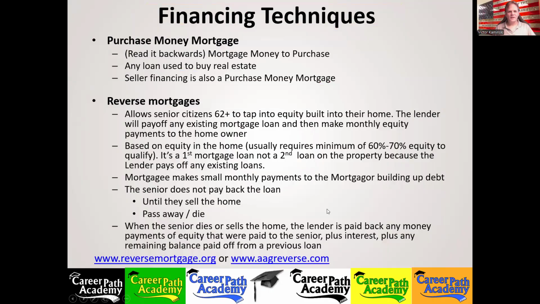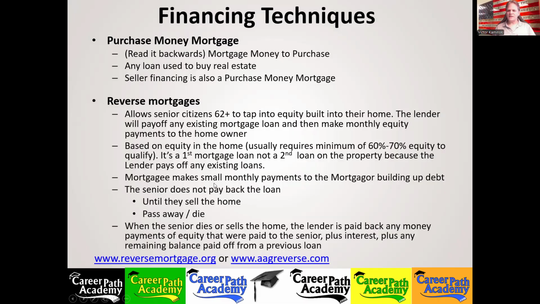Okay. So we got that purchase money mortgage. Here's my notes. Purchase money mortgage, read it backwards: mortgage money to purchase is any loan used to buy real estate, including seller financing. It's a first mortgage. Reverse mortgage is also a first mortgage because they'll pay off any existing loans that may be on the property. You have to be at least 62 years of age or older to get a reverse mortgage. And you have to have a lot of equity. Most of the home needs to be paid off. You need to have at least 60 to 70% equity in the property.